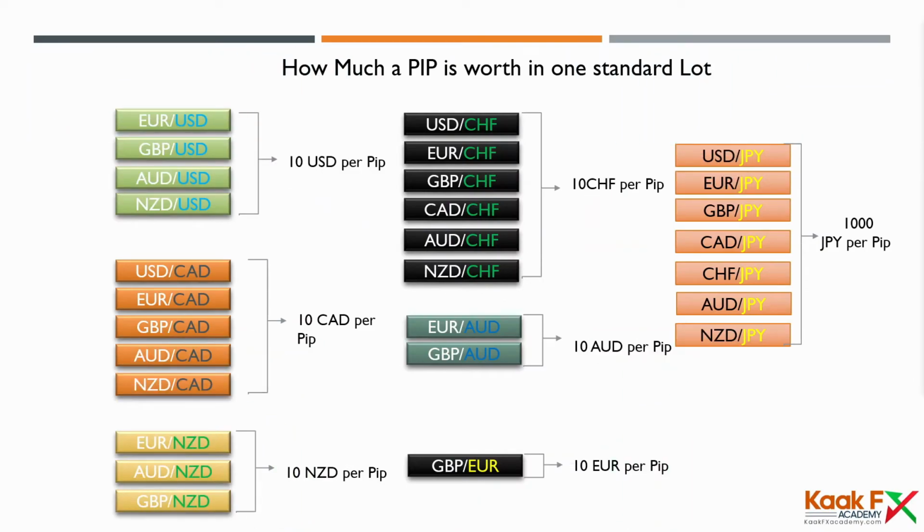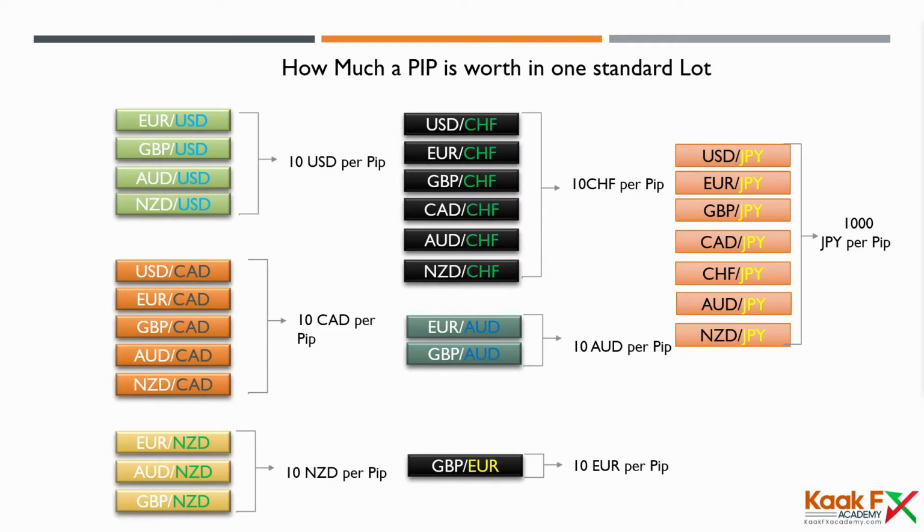Okay, here's the breakdown of how much a pip is worth on a standard lot. For any pairs ending in USD, for example EUR/USD, GBP/USD, AUD/USD, it is $10 USD per pip for a standard lot. Same idea for pairs such as USD/CHF, it would be 10 Swiss francs per pip for a standard lot. Japanese yen would be slightly different since we know that the value of the pip in decimal for Japanese yen is 0.01 instead of the normal 0.0001. As a result of this, the Japanese yen pip value would be 1,000 yen.